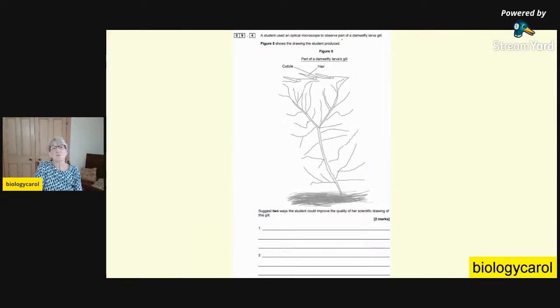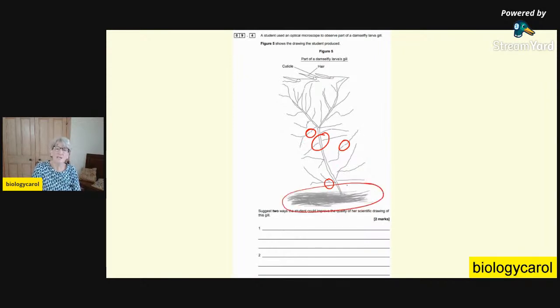A student uses an optical microscope to observe part of the damselfly larva gill. Here's the drawing. Suggest two ways that the student could improve the quality of her scientific drawing. Well, here are some issues. These lines are not joining. She's also crossed some over, and so lines should always join.